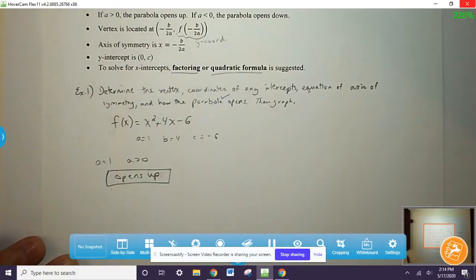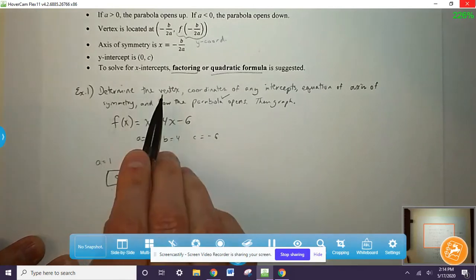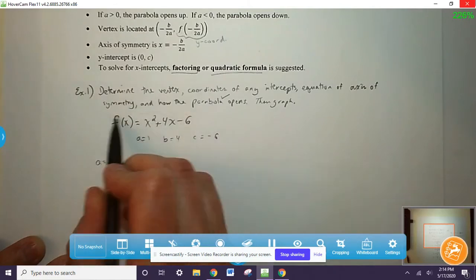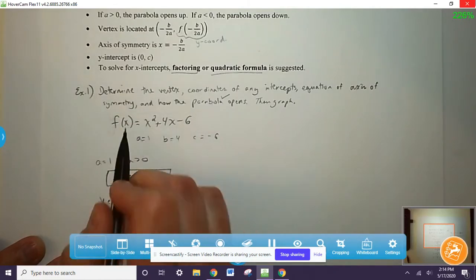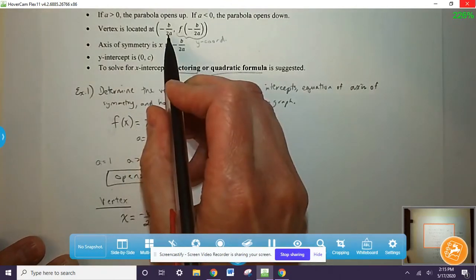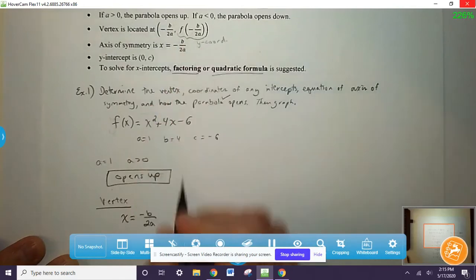Let's go ahead and find the vertex next. So to find the vertex, when you are in this definition form, you have to do work. You can't tell just by looking. So for the work, we start with negative b over 2a. That gives you the x coordinate of the vertex. So in this case, b is 4, so it's going to be negative 4 over 2 times 1. And that's going to come out to negative 2. That's the x coordinate of the vertex.